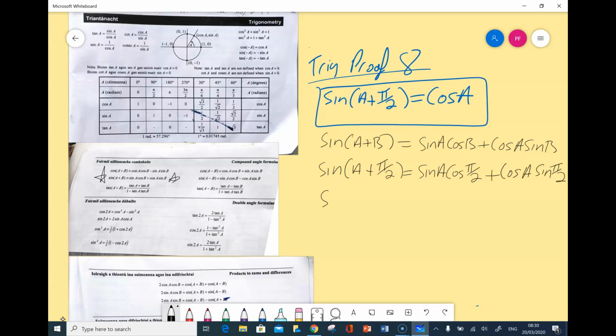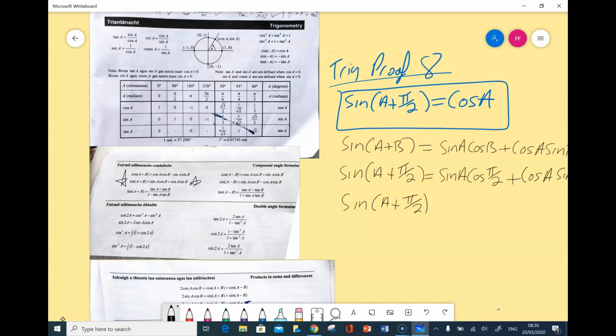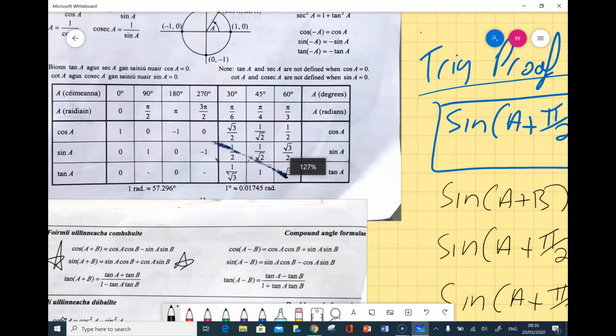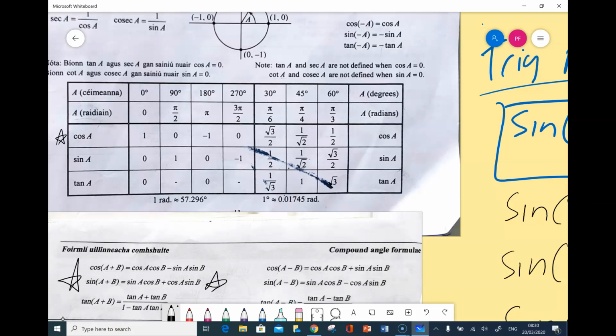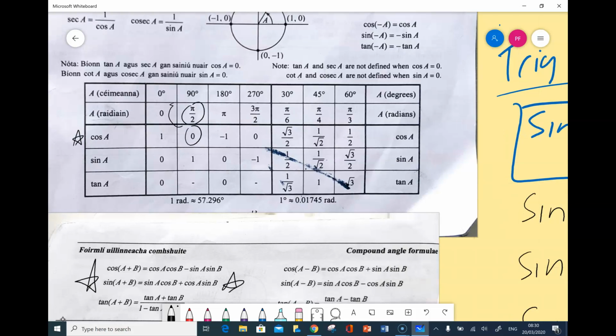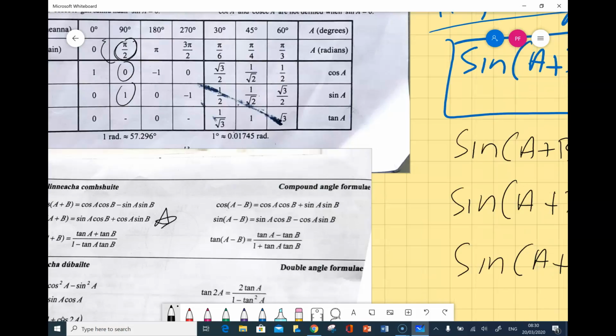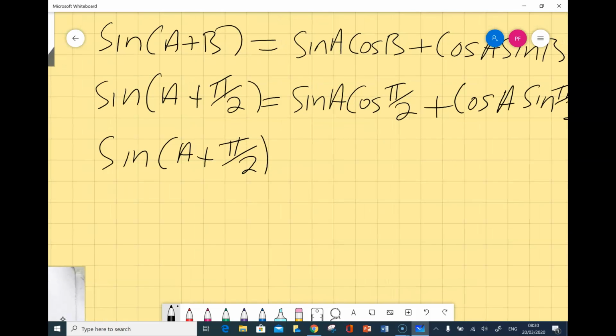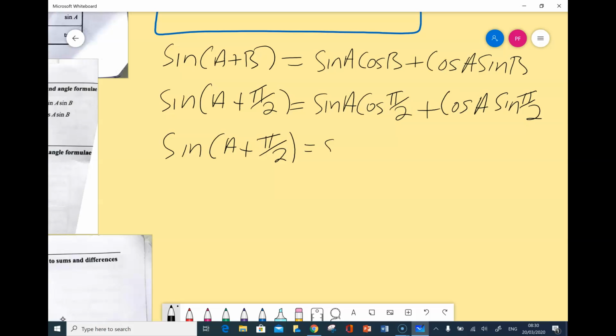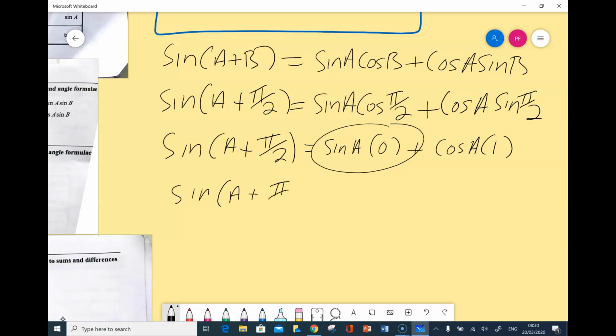Okay, so I've got my sine of a plus pi over 2 on the left. Now, let's look at our tables and find out what is the cos of pi over 2. Well, the cos is here, pi over 2 is here, and the cos of pi over 2 is 0. And while we're here, the sine of pi over 2 is 1. So I can exchange those values out. So the cos of pi over 2 is going to be 0, and the sine of pi over 2 is going to be 1. Obviously that turns to 0 now. So sine of a plus pi over 2 is equal to cos a. Perfect.